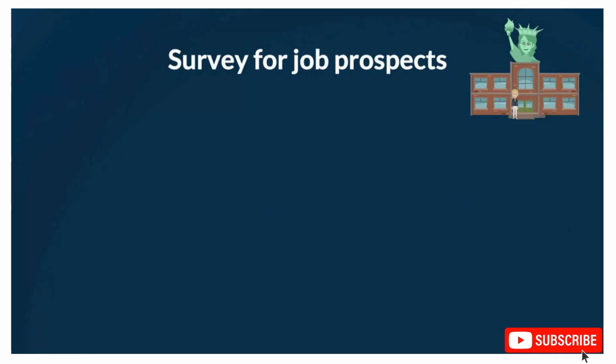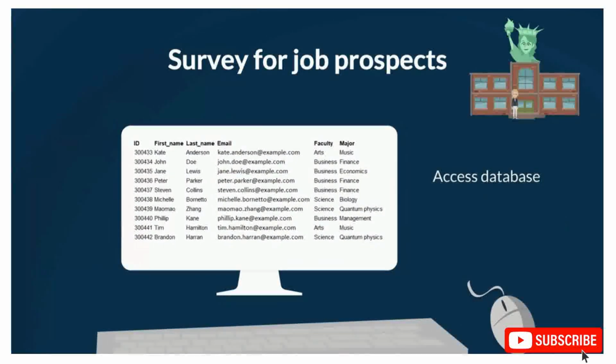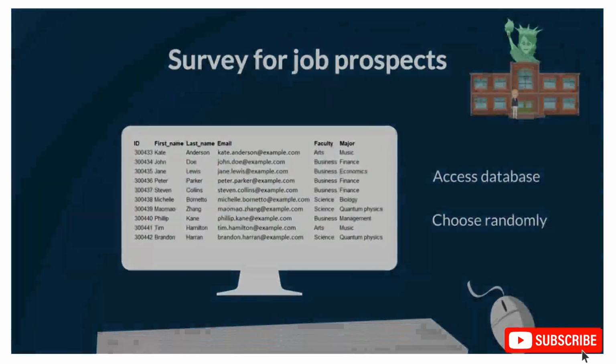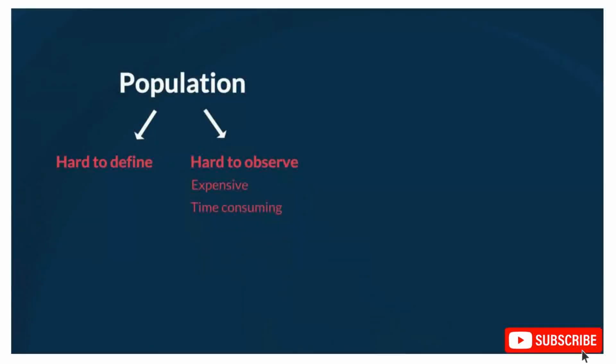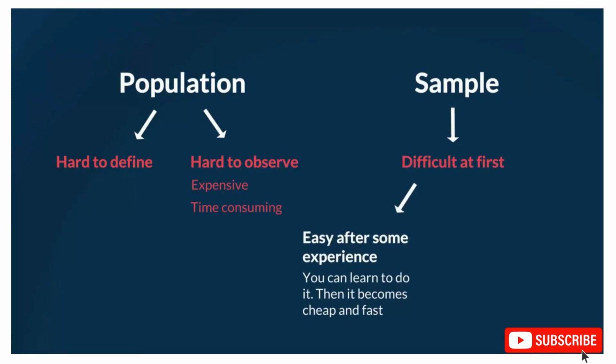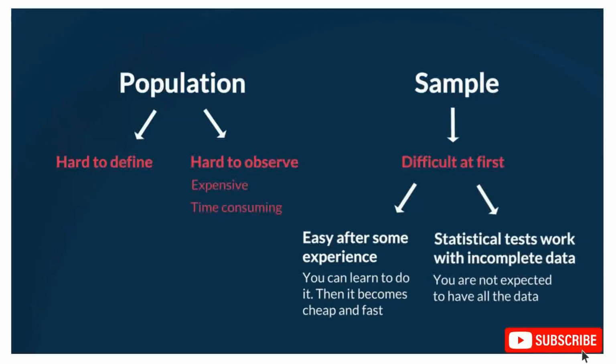Well, the safest way would be to get access to the student database and contact individuals in a random manner. However, such surveys are almost impossible to conduct without assistance from the university. We said populations are hard to define and observe. Then, we saw that sampling is difficult. But samples have two big advantages. First, after you have experience, it is not hard to recognize if a sample is representative. And second, statistical tests are designed to work with incomplete data. Thus, making a small mistake while sampling is not always a problem. Don't worry, after completing this course, samples and populations will be a piece of cake for you.